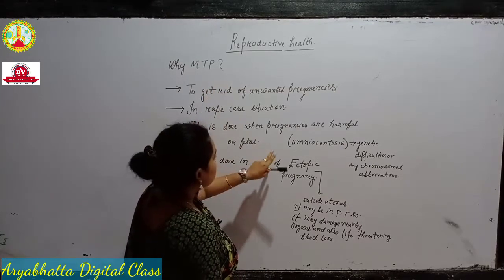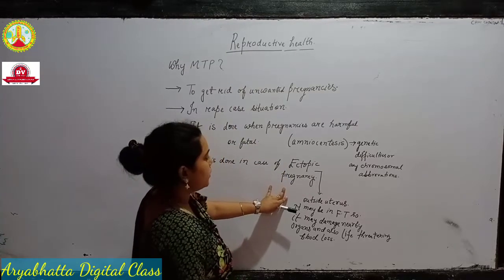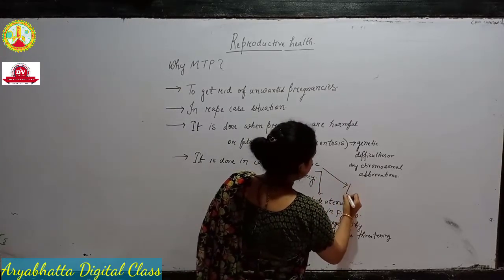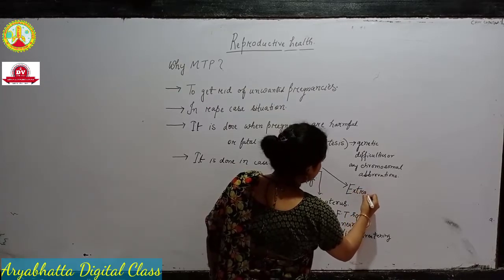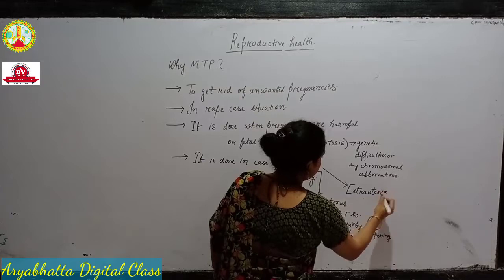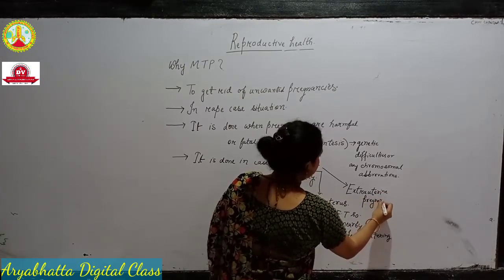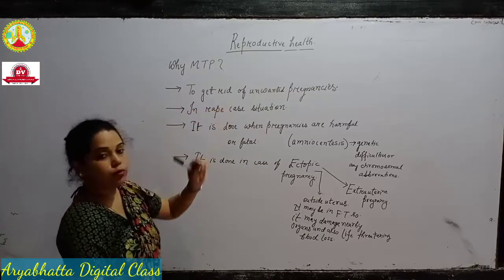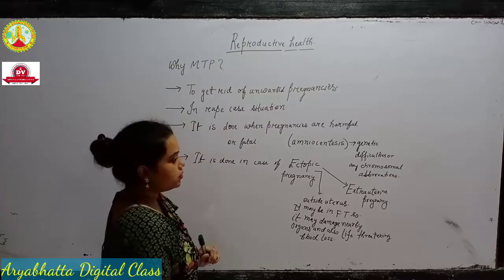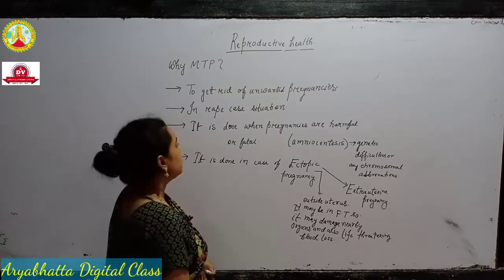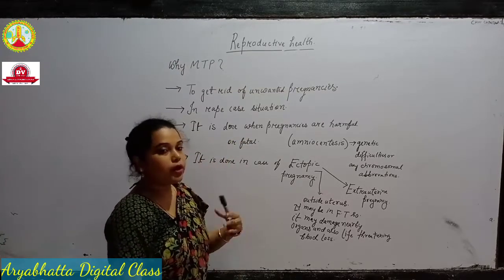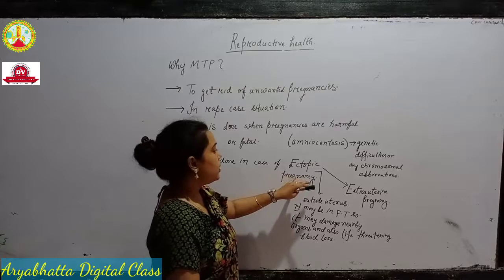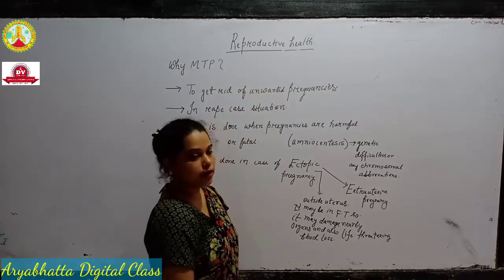This ectopic pregnancy, we can say extrauterine pregnancy. This is another name for ectopic pregnancy. So why is MTP done? To get rid of unwanted pregnancies, in rape case situation, if by chance the victim gets pregnant, and also when the pregnancy is very harmful or fatal for the mother. And the last one, it can be done in case of ectopic pregnancy or extrauterine pregnancies.